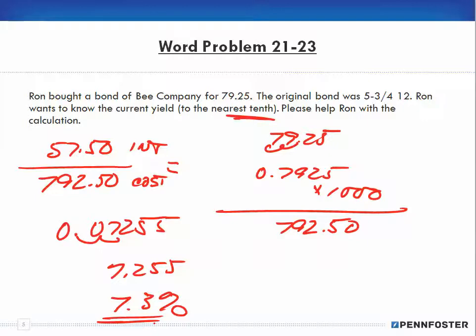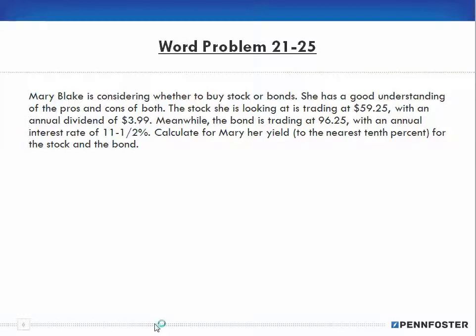Let's see here. Now, 21-25. Mary Blake is considering whether to buy a stock or a bond. She has a good understanding of the pros and cons of both. The stock she's looking at is trading at 59.25 with an annual dividend of $3.99. Meanwhile, the bond is trading at 96.25 with an annual interest rate of 11.5%. Calculate for Mary her yield to the nearest 10% for both the stock and the bond.